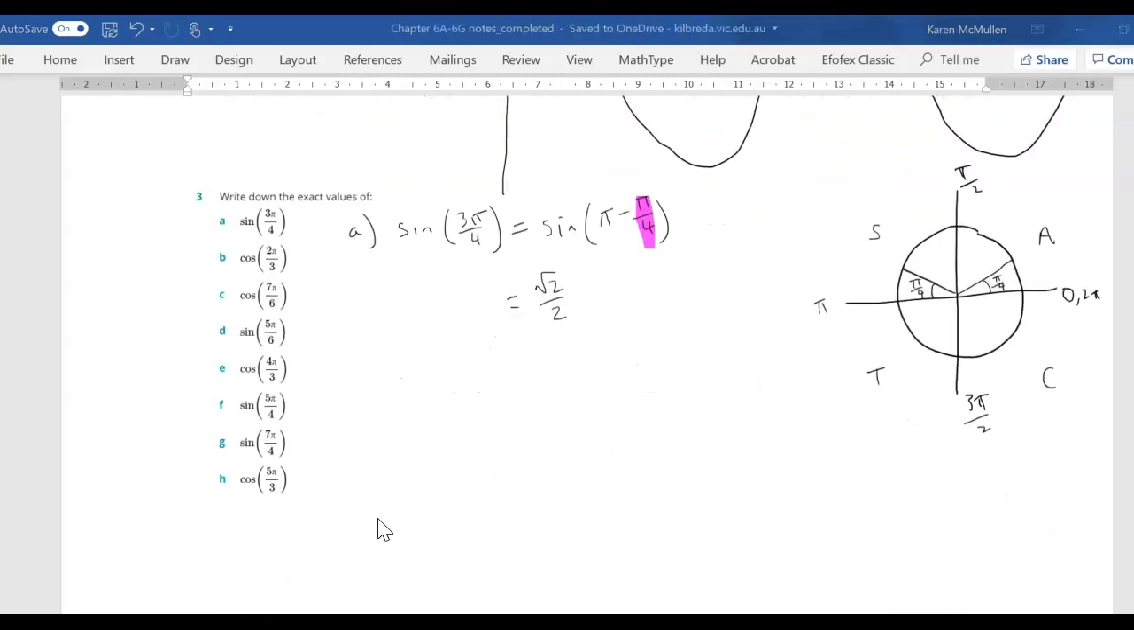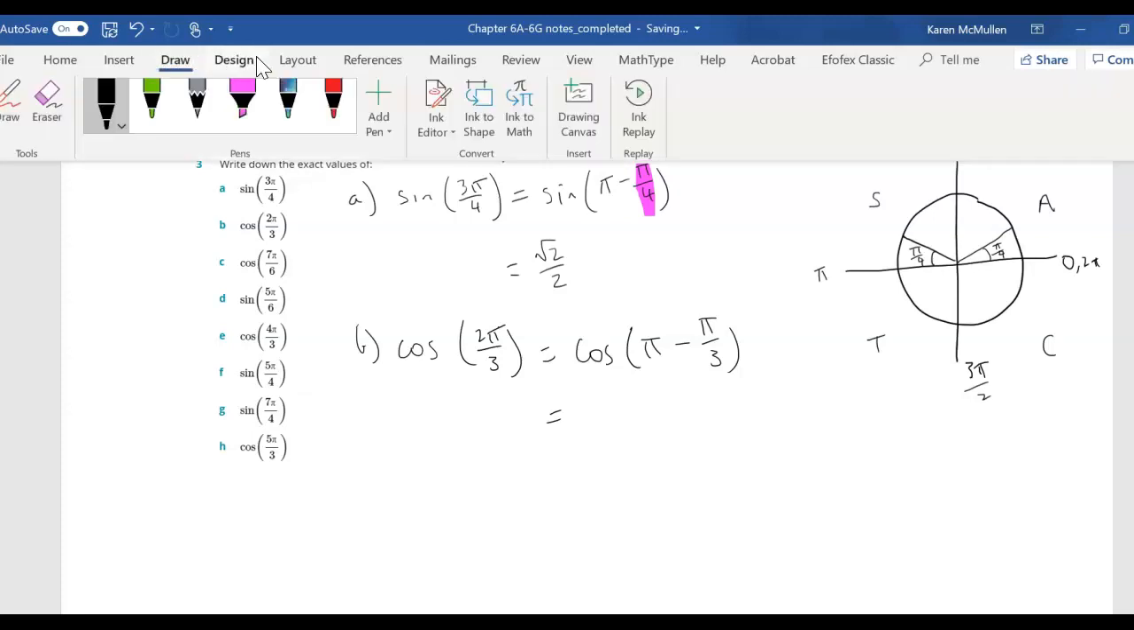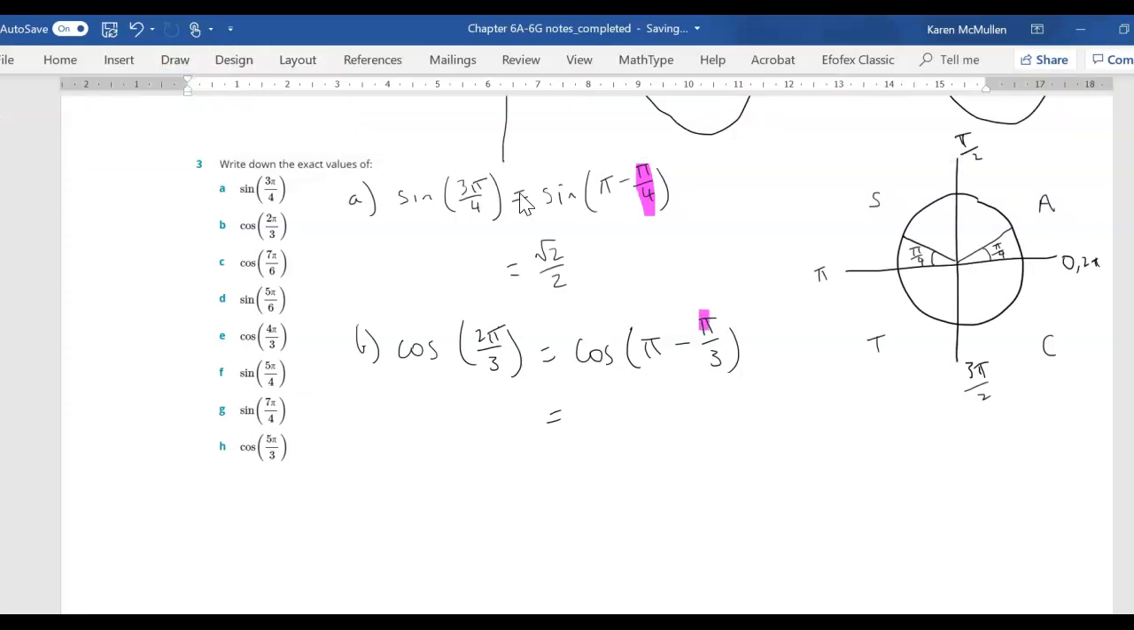All right, let's move on to question B. So this time we've got cos 2 pi on 3. So again, think of that as 1 whole pi minus pi on 3. So pi on 3 is our reference angle. So I might just highlight it. Okay, so that's our reference angle. We're in the second quadrant.